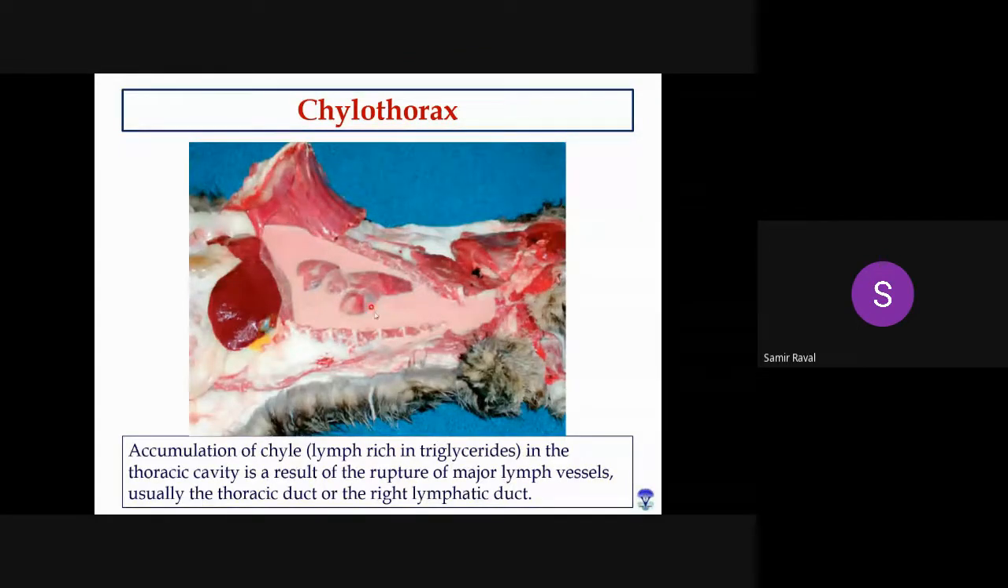Here you can also see this is another case where you will be able to find chylothorax, and as we have already discussed, chylothorax means due to rupture of thoracic duct.